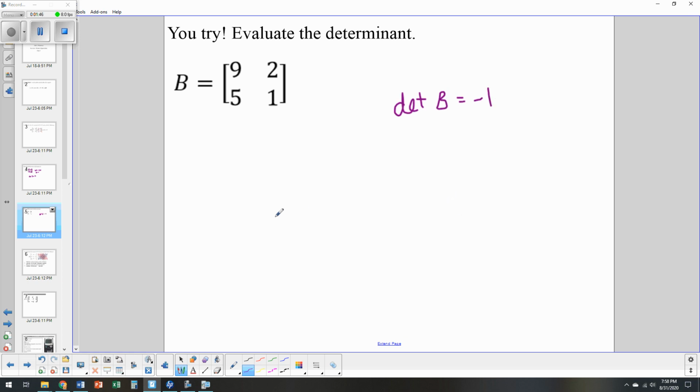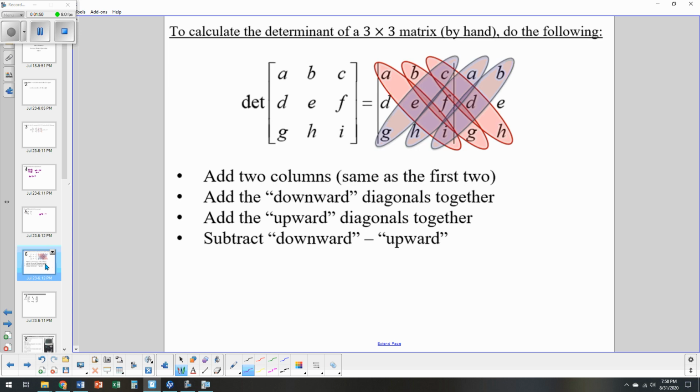All right, so the determinant of this one is -1. To find the determinant of a 3 by 3 matrix by hand, we're going to do the following. We're going to take the first two columns and rewrite them to the right of it. So notice here I had ADG, I added ADG. BEH, I added BEH. We're going to take the product of each of the downward diagonals and add those up.